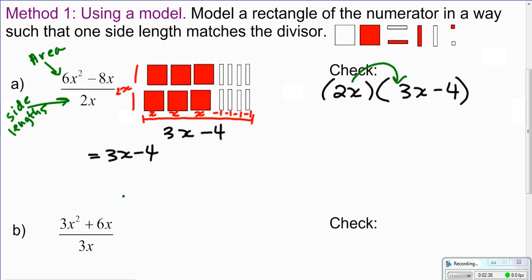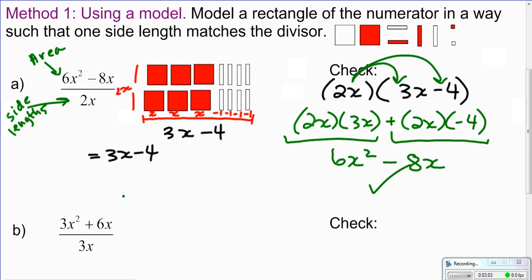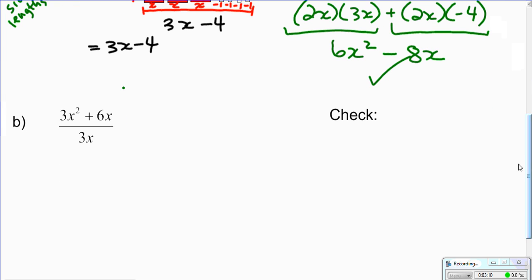Okay, so 2x times 3x gives us 6x squared, and then we're going to go 2x times -4. So when we multiply this out, we get 6x squared, and positive 2 times -4 gives us negative 8x. So 6x squared minus 8x is the same. Yay, we did it. Okay, we're going to build the second one and do the exact same thing.